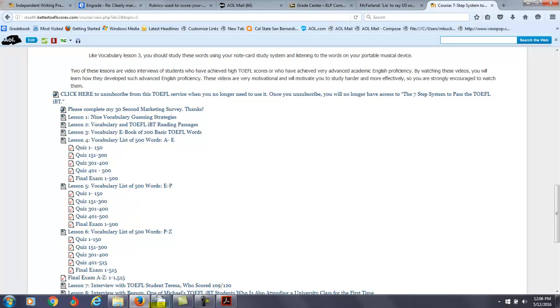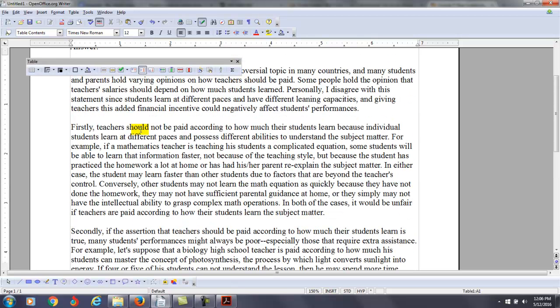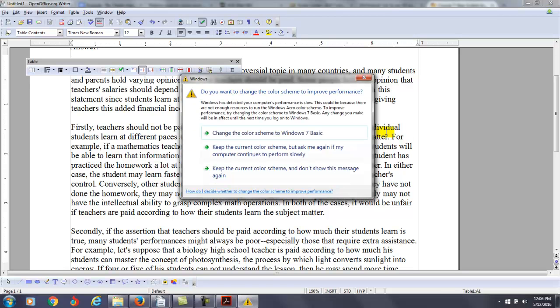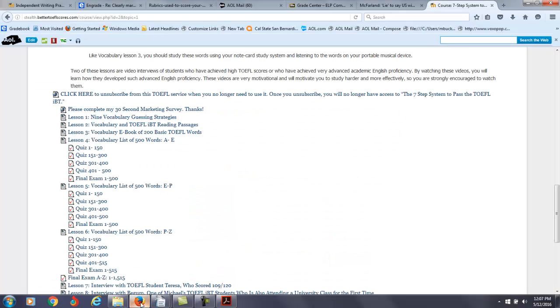Did you notice how specific I was in these 2 body paragraphs? I mean, the fact that I bring up ideas like the mathematics teacher teaching an equation. I talk about photosynthesis, the process by which light converts sunlight into energy. The only way that you can get to that specificity in your writing is by improving your vocabulary, so that way you can more fully express your ideas. It'll be a lot easier to use the details in your writing if you do that. So that would be one of my first recommendations for you.